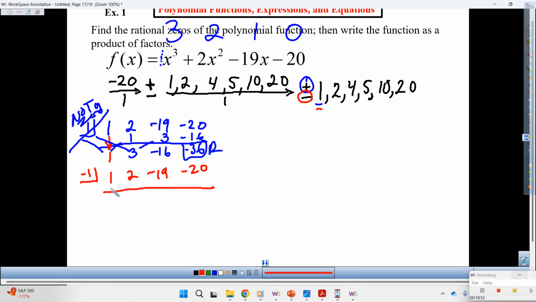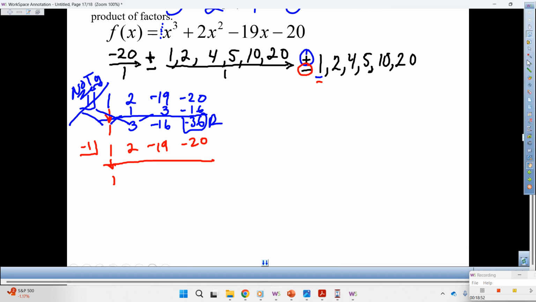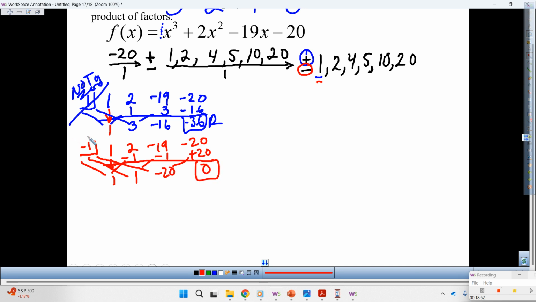Bring down the 1. Here we go. What is negative 1 times 1? Negative 1. Combined, that is 1. What is negative 1 times 1? Negative 1, that's negative 20. What is negative 1 times negative 20? Positive 20, combined, that's 0. Well, guess what? This is our what? Our 0. Why is that our 0? Because we ended up with a 0 remainder.